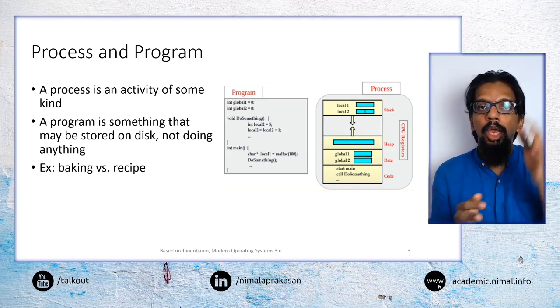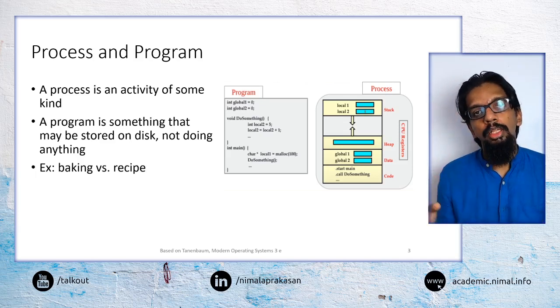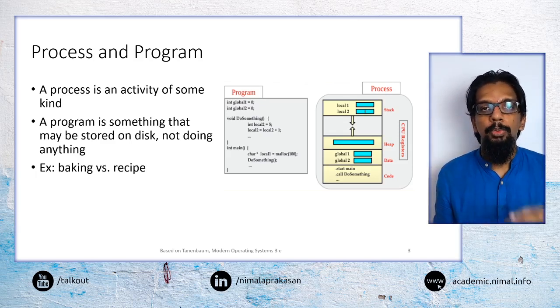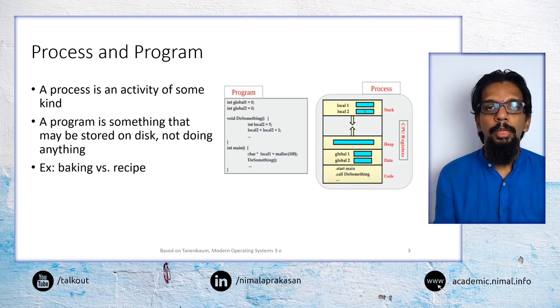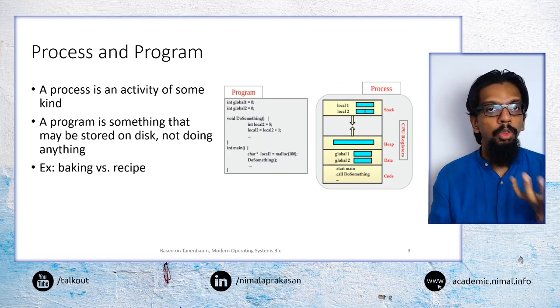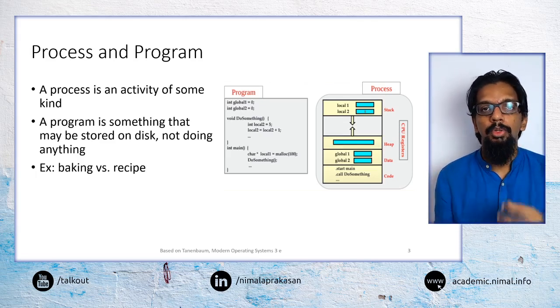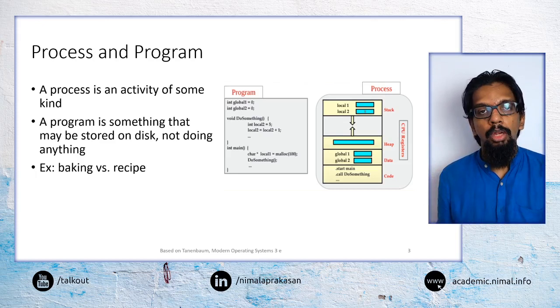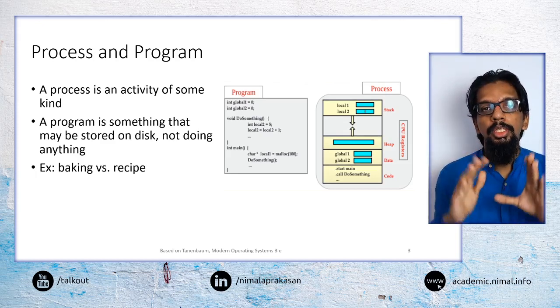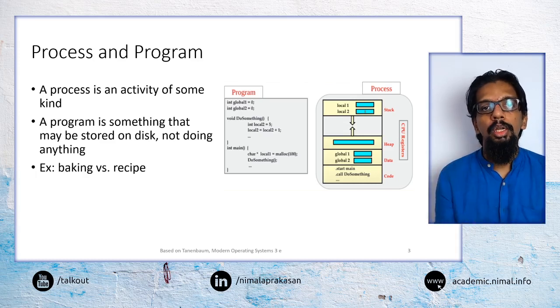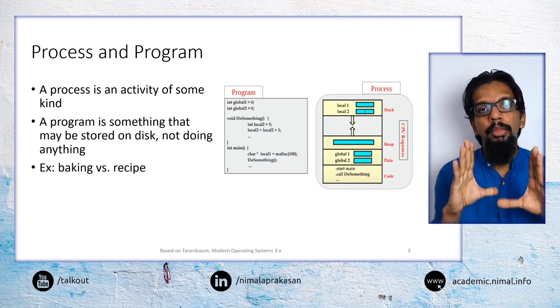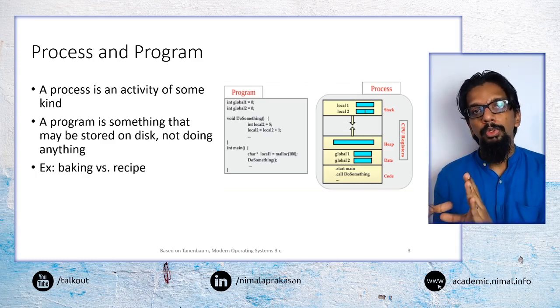The difference is you can have the same recipe and cook the same curry on different days. You can use the same recipe and cook something today, and you can use the same recipe and cook something tomorrow. Both instances of cooking will be different. You are making the thing repeatedly. Similarly, you can use the Word program today and write a document, and you can use the Word program tomorrow and write a different document. But still, you are using the same set of instructions to do a task. So that is the main difference between a program and a process.